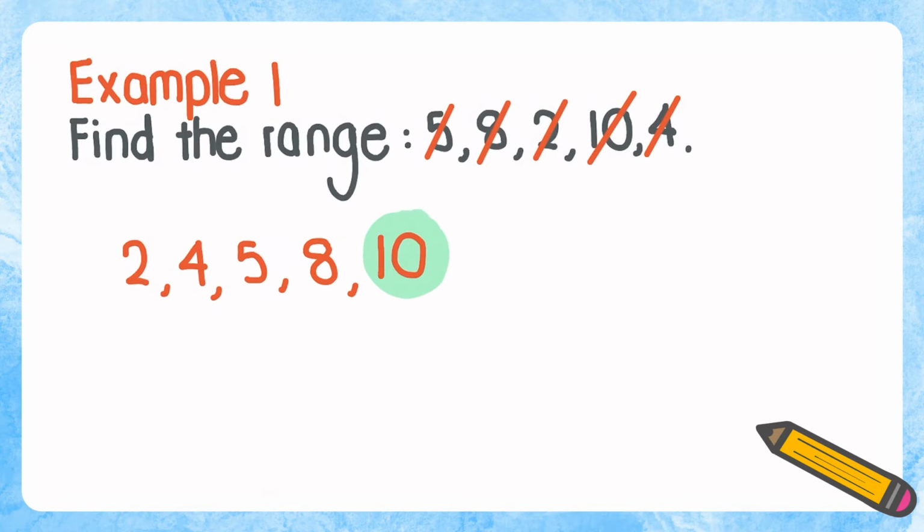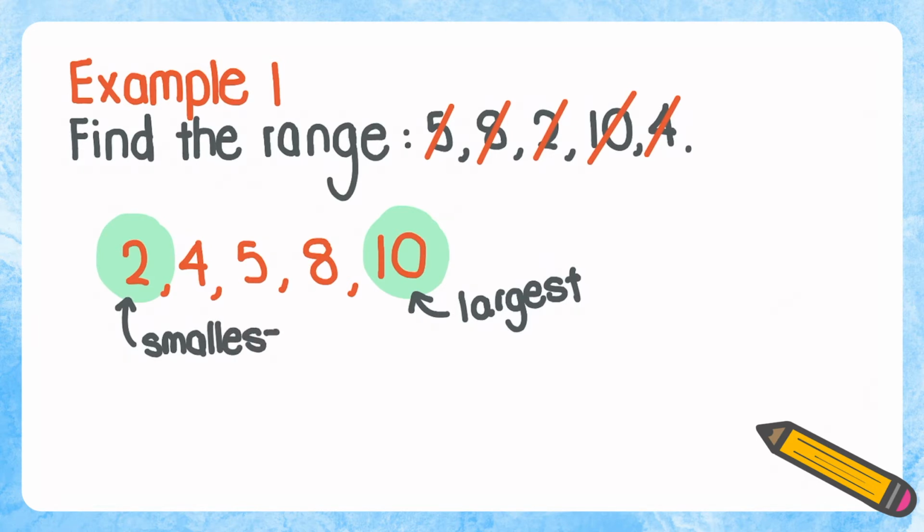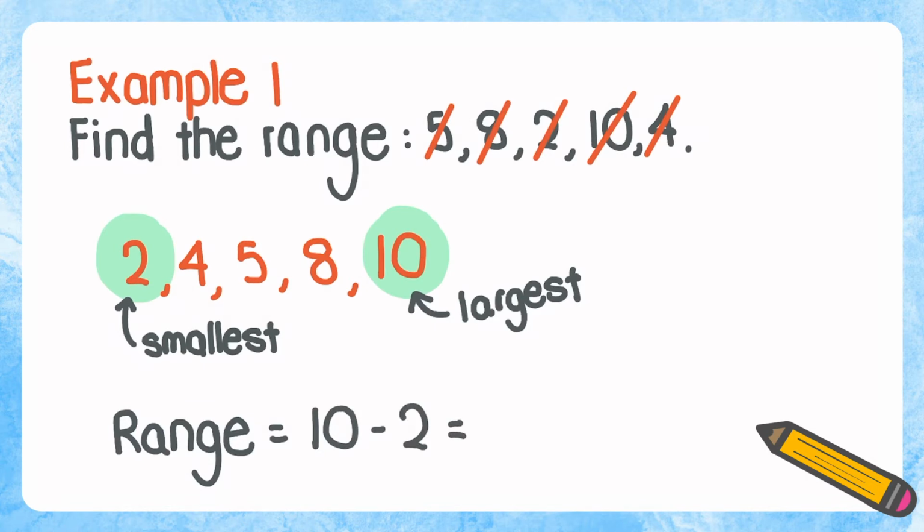So 10 is the largest number, and 2 is the smallest number. And to find the range, we do the largest number minus the smallest number. So we're going to do 10 minus 2, which equals 8. So I know that the range of this data set is 8.